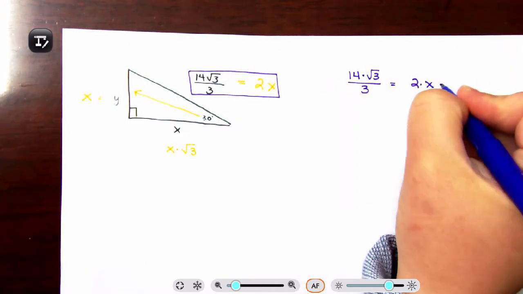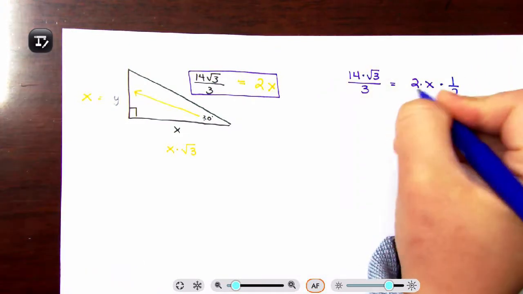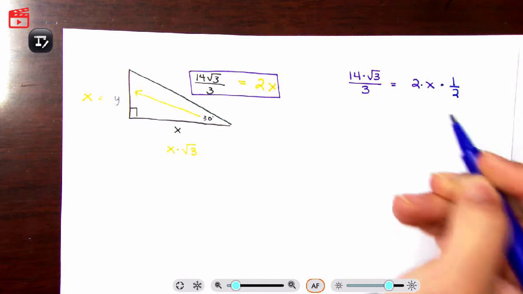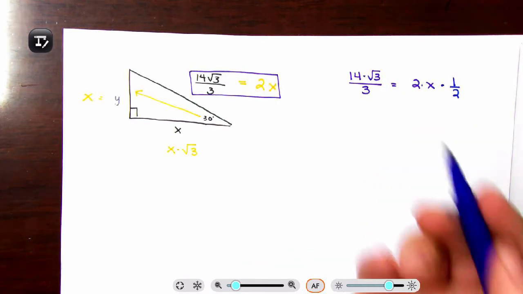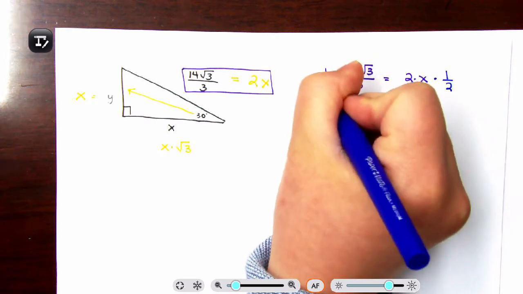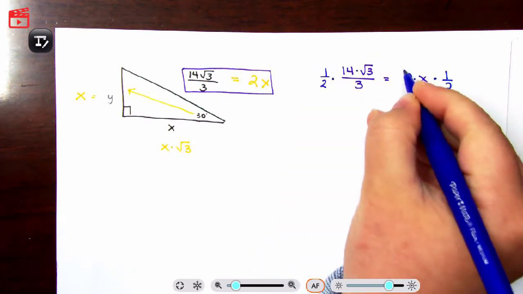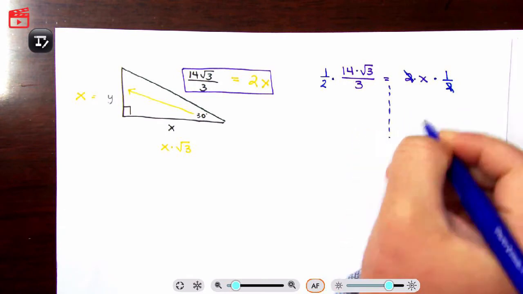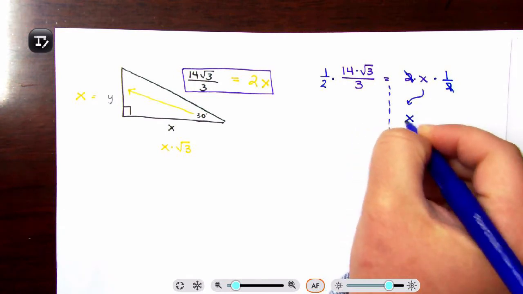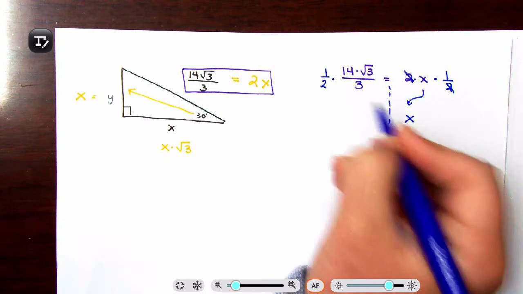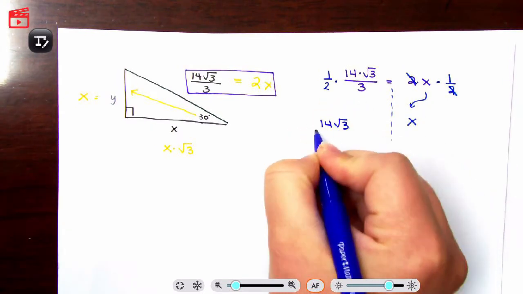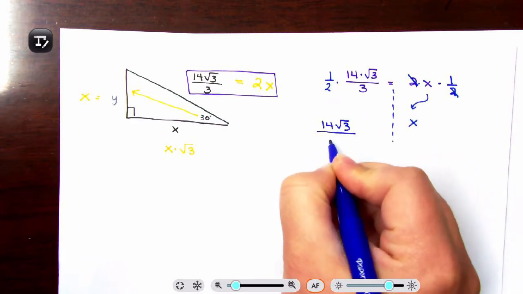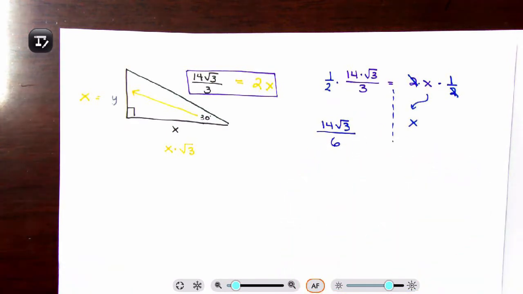I'm going to multiply by 1/2. So I am multiplying by the reciprocal of the number I need to get rid of. So if I have 2, the reciprocal of 2 is 1/2, so I'm multiplying by 1/2. So I'm going to multiply by 1/2 here. That means these 2's, they undo each other, they cancel out. We're left with x on the right-hand side. On the left-hand side, we have 1 times 14 times root 3, which is 14 root 3. And here we have 2 times 3, which is 6.